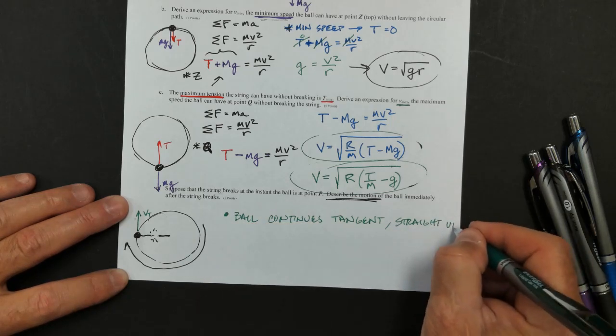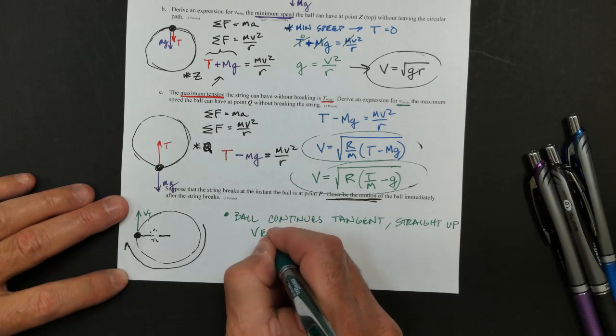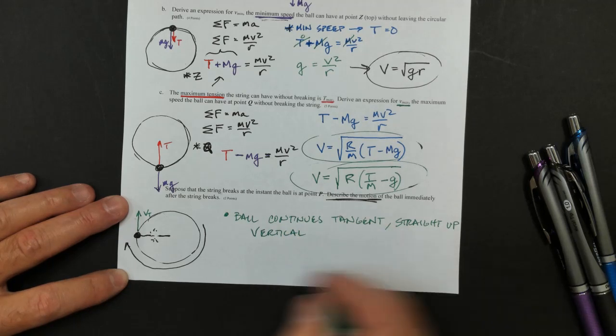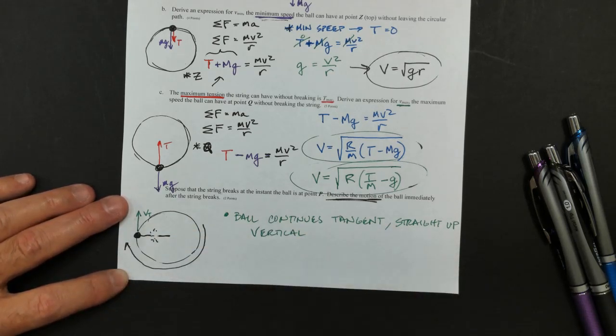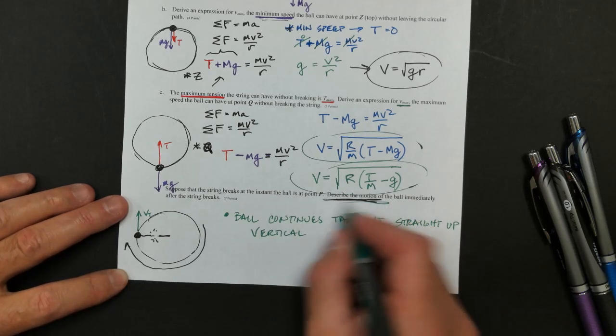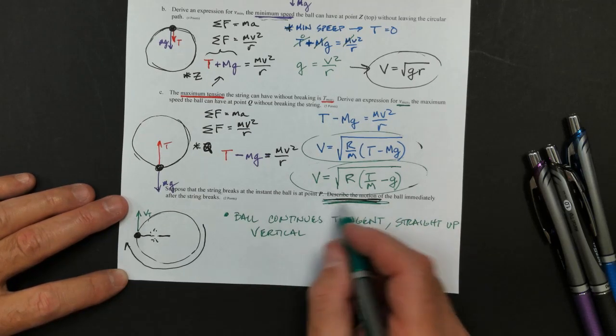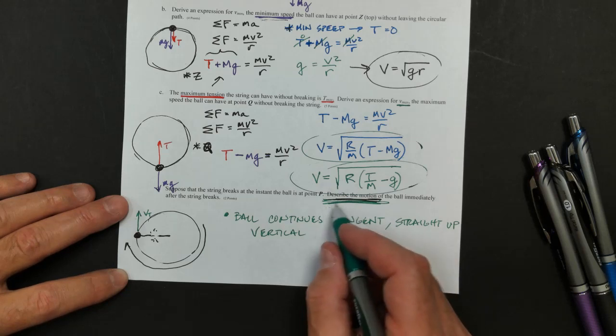Straight up. Maybe you want to say vertical. You know, any one of those. Okay, so it continues straight up, vertical, tangent to the circle. Now, describe the motion. It doesn't say describe the speed. It doesn't say describe what happens. It says describe the motion.